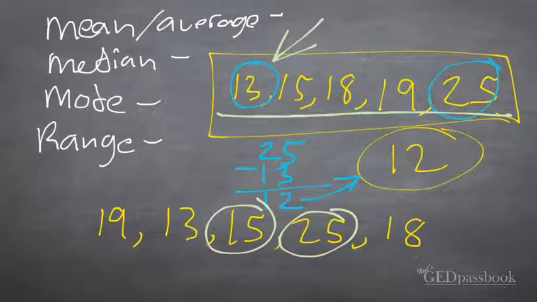So, mean, median, mode, and range. Range, a repeat of range. To find the range, you must rearrange from lowest to greatest. Why? Because it's helpful. Then, you subtract the smallest number from the biggest number, and that's your range.